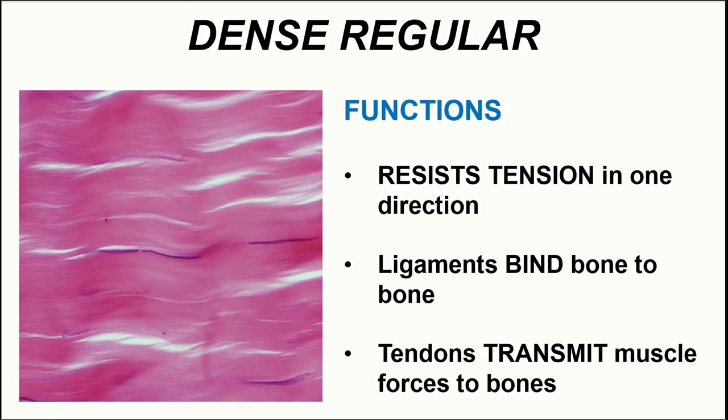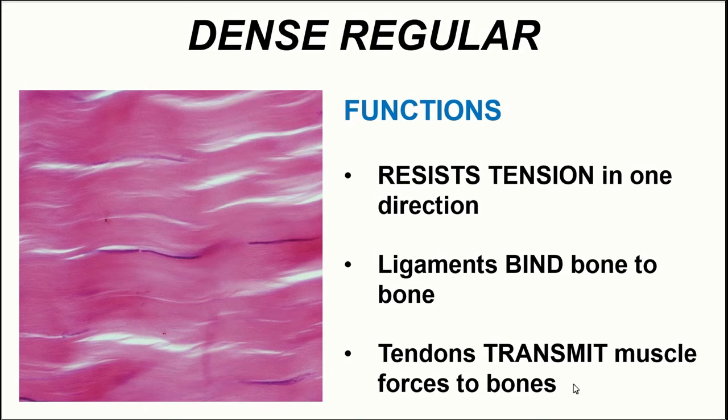The function of dense regular connective tissue in ligaments is to bind bone to other pieces of bone, because ligaments are structures that bind bone to bone. And tendons help to transmit muscle forces to bone. So tendons bind skeletal muscles to bones, but tendons do not stretch out when muscles apply forces to them.